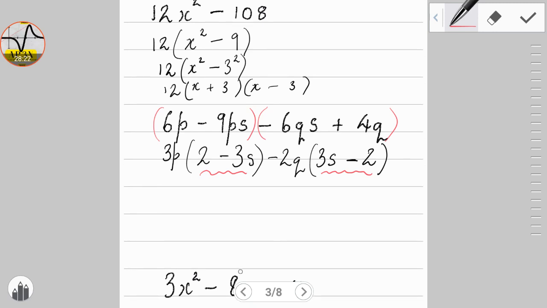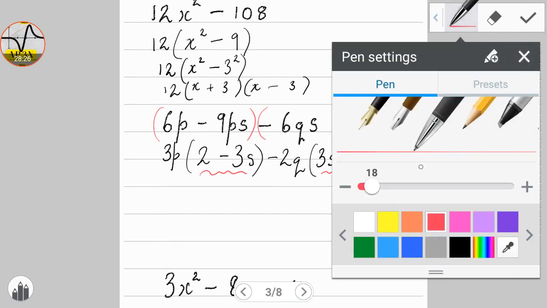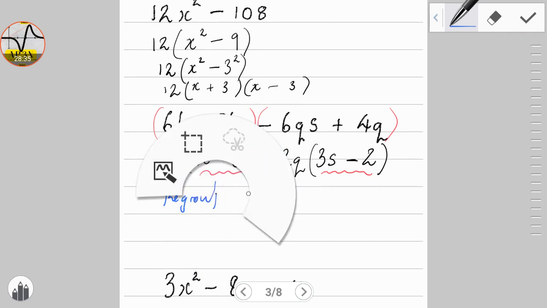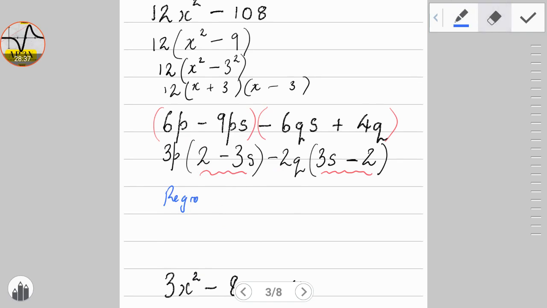Now, here is where I advise my students that if you do not get the same things in the bracket, then what is required here is for you to regroup. So that's how you know when a regrouping is required. So we need to regroup our terms. Now, it's a personal choice.